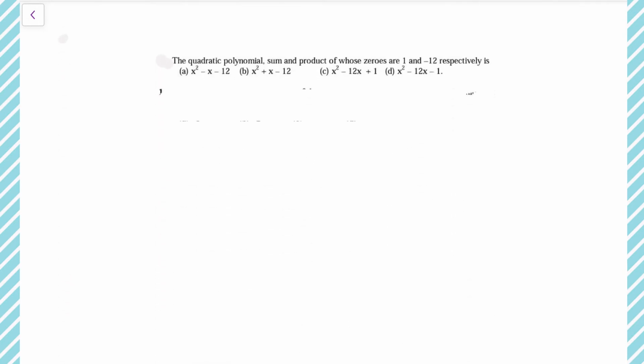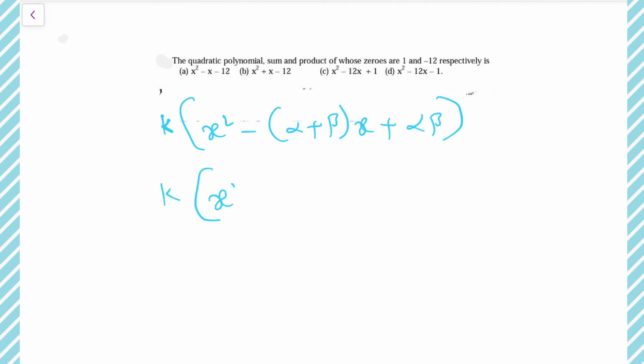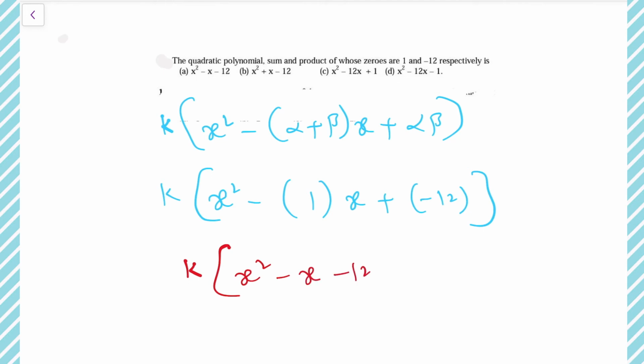Next question: the quadratic polynomial whose sum and product of zeros are 1 and minus 12 respectively. So the formula we have is k into x square minus (alpha plus beta) into x plus alpha beta. Here k times x square as usual, minus alpha plus beta, which is given as 1, into x, plus alpha beta, which is given as minus 12. If we simplify this, the required polynomial is x square minus x minus 12. Option A.